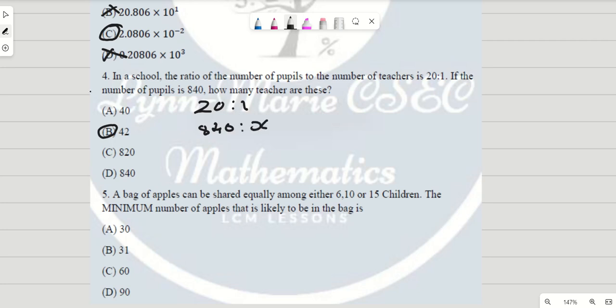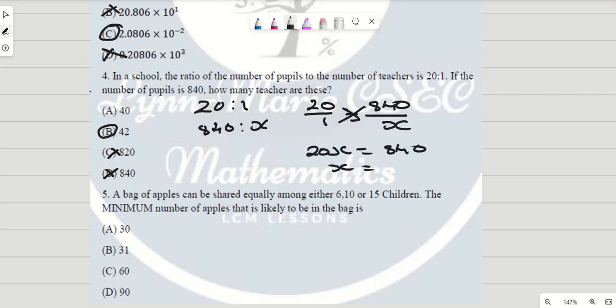We'll put this as X. First off, it cannot be D and it cannot be C. We cannot have 840 teachers. We cannot have 820. Because the ratios are the same, we can say 20 over 1 is equal to 840 over X. We want to find X, so we can cross multiply. So you get 20X equals 840. So X would be 840 divided by 20. So you're going to get 42. And that is your answer.